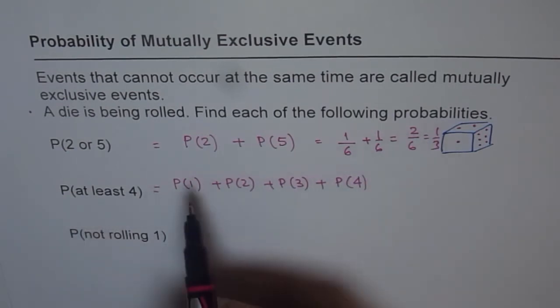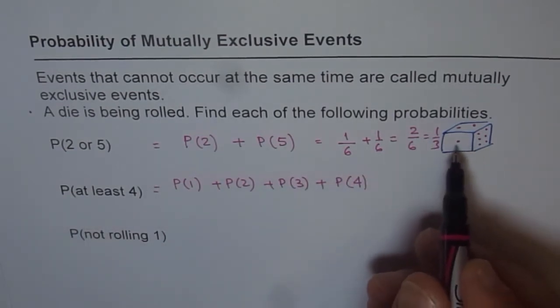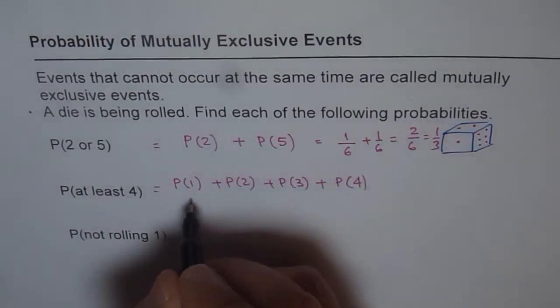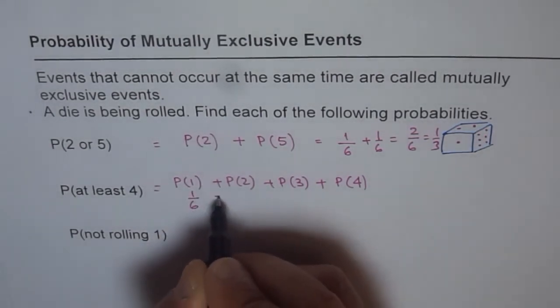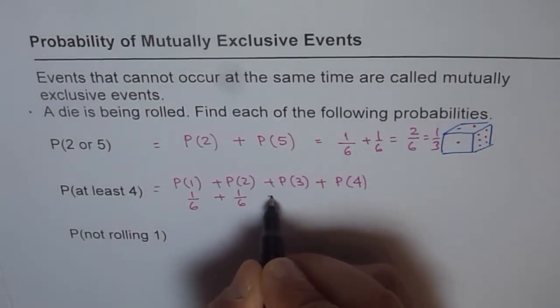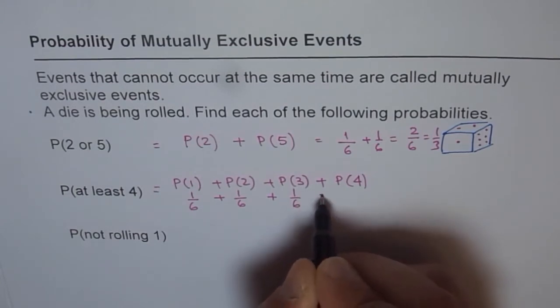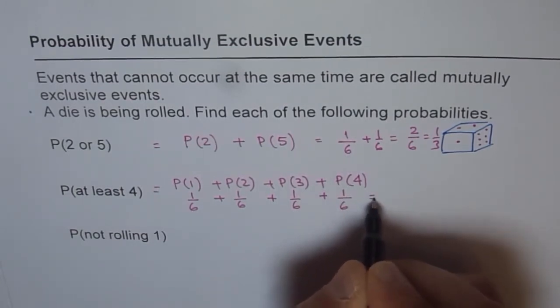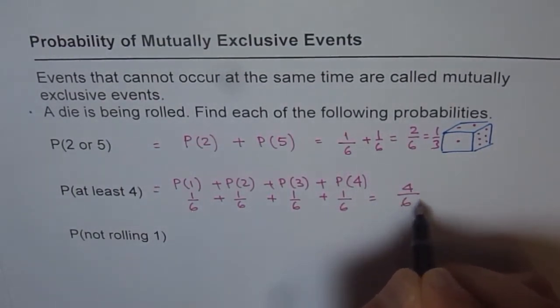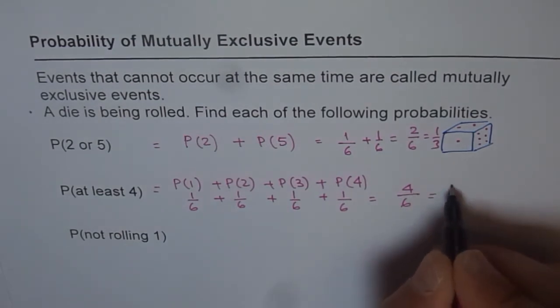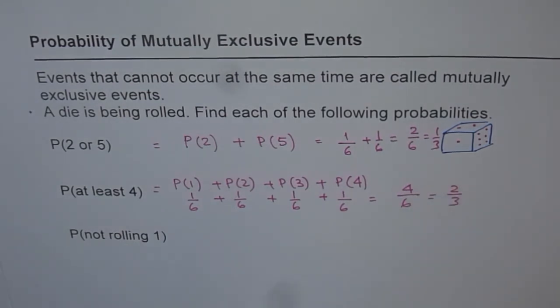And as you know, probability of getting 1 is, in a die, only one option, 1 out of 6, right? So it is 1 out of 6 plus 1 out of 6 plus 1 out of 6 plus 1 out of 6. That gives us 4 out of 6, which could be simplified as 2 over 3. So that is the probability for this particular question, right?